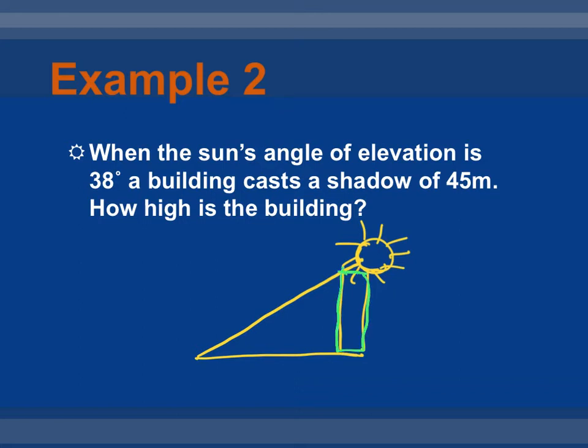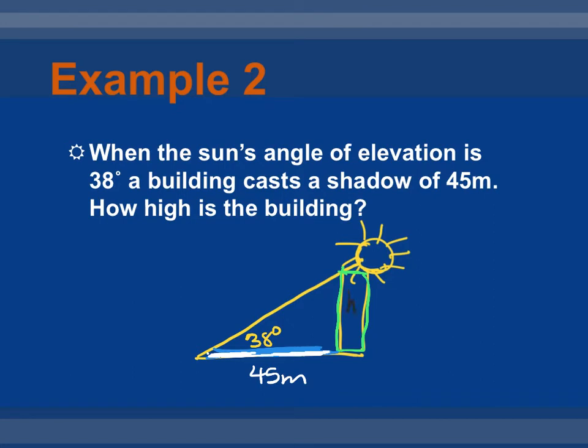And the shadow is over here. Is that blue showing up? Yeah, this is the shadow. Maybe I can go here. So this is the shadow, and the shadow is 45 meters. The angle in here is 38. And it wants me to figure out how tall the building is.